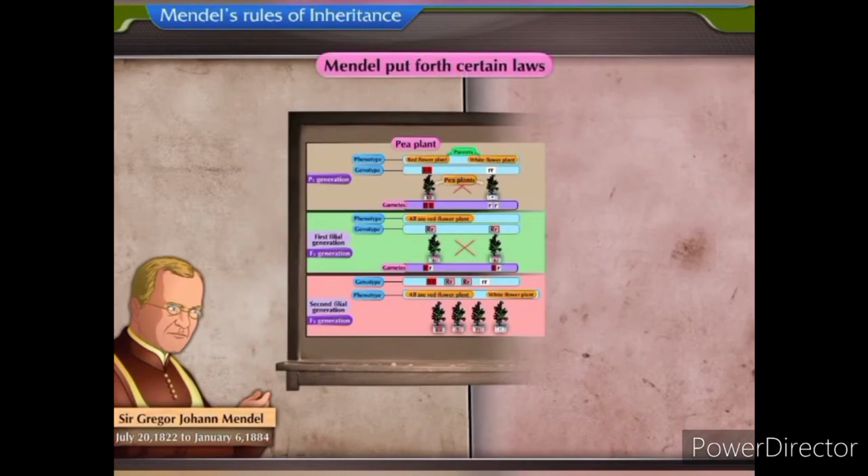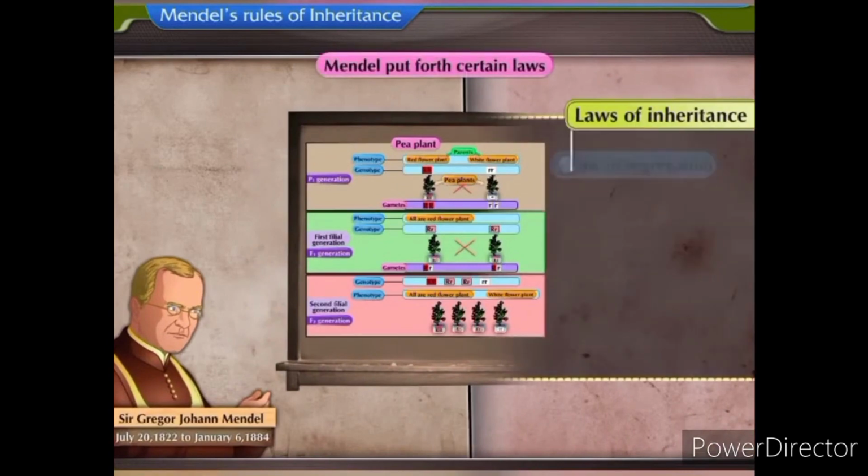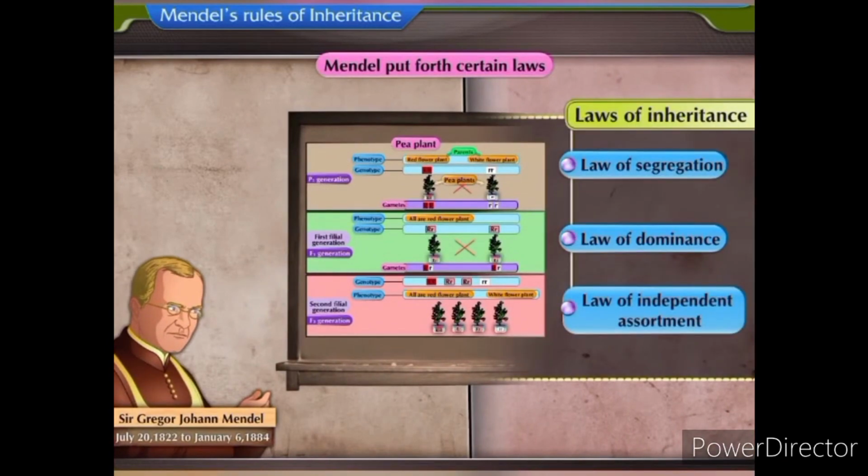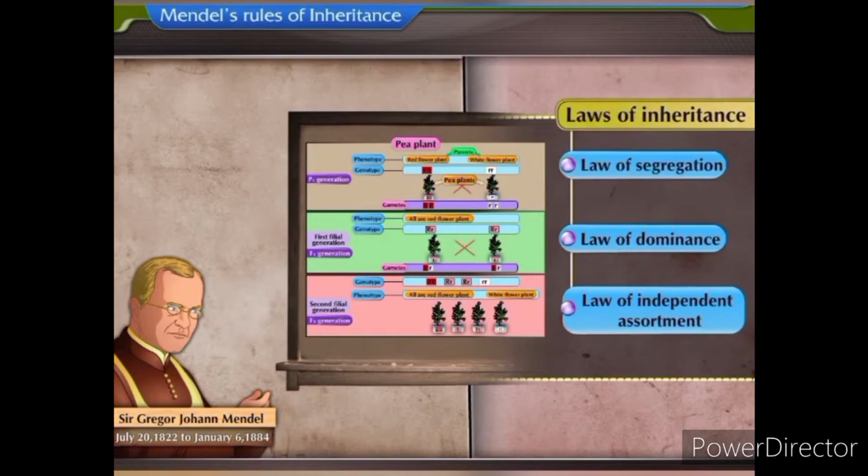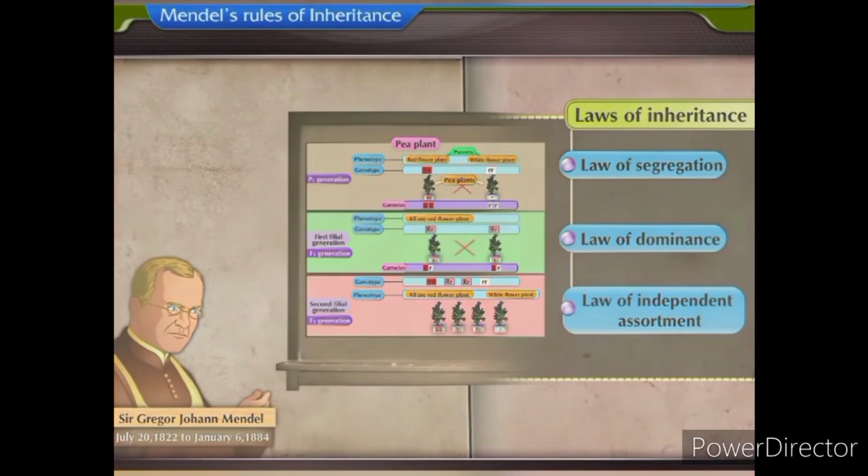Based on his work, Mendel put forth certain laws which later became famous as the laws of inheritance. The laws formulated by Mendel constitute the foundation of the modern science of genetics. Let us now begin our study of Mendel's laws with the help of experiments involving the breeding of native pea plants.